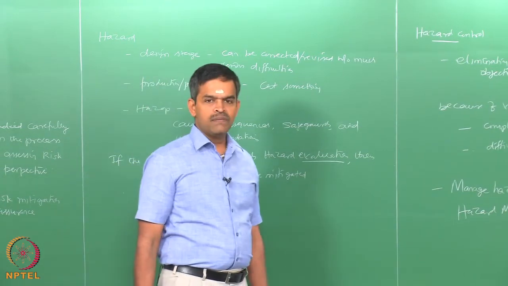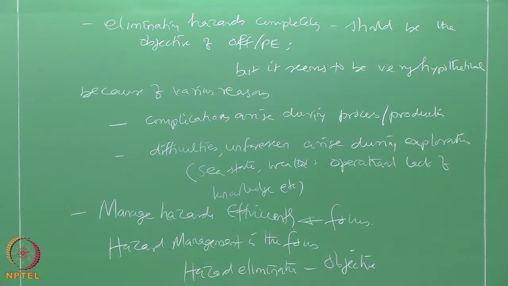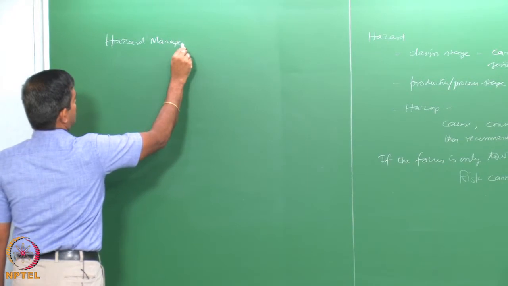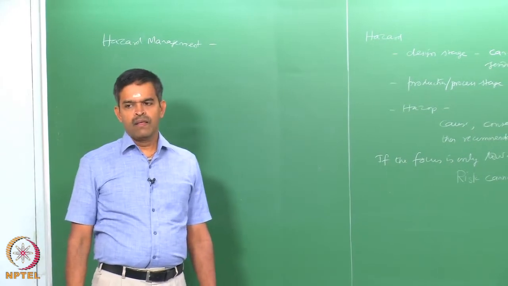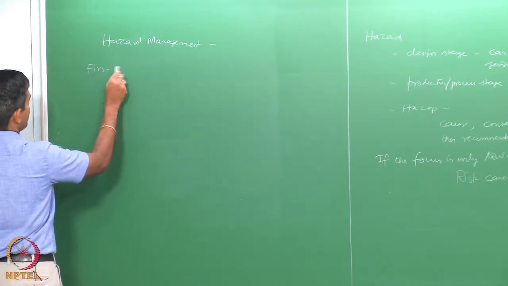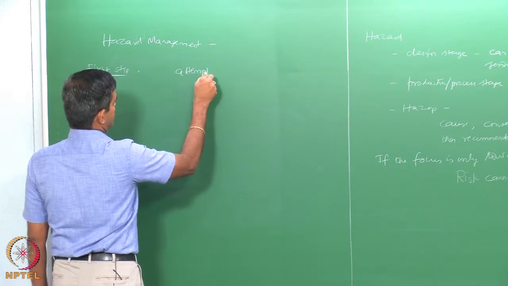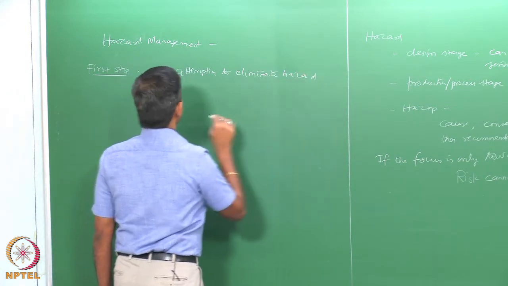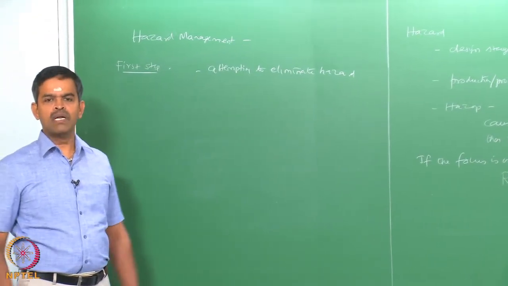Now, to manage hazards efficiently, there are many steps followed. Let us see them now. So, I am now focusing on hazard management, because hazard management is a way towards hazard control. So, there are various steps involved in this. First step, attempting to eliminate hazard. By some means, practically this is possible, not completely, but at least partially.